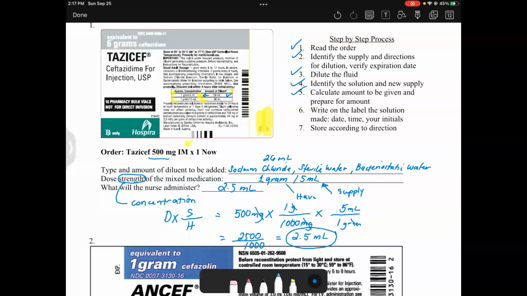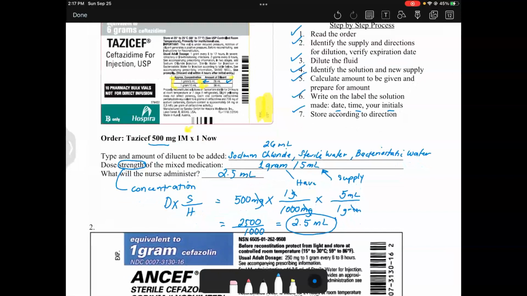So once we mix everything together, and let's say we draw it in a different container or syringe, we have to put our label. So we need to add the date, time, and an initial, as well as the identifier. What medication is it? And then lastly, we have to make sure we're storing it according to the direction, especially if we're not going to give it right away. So we did all the steps.